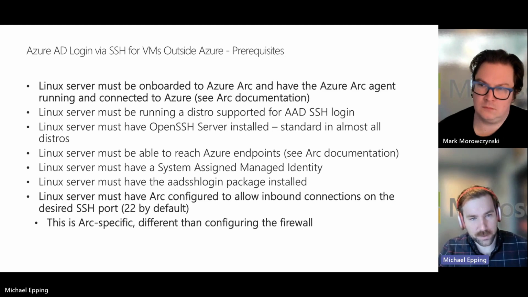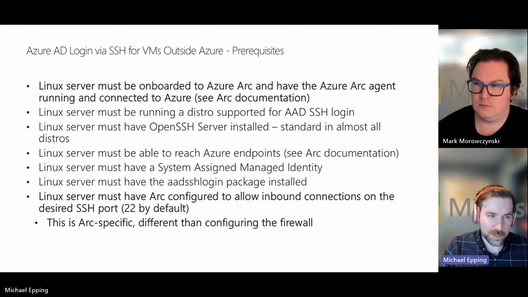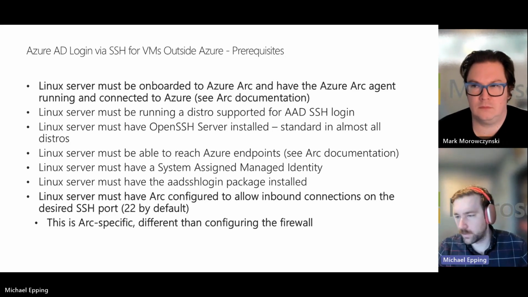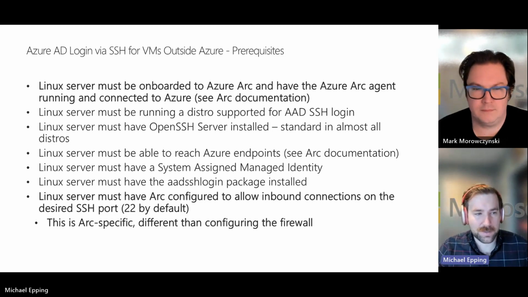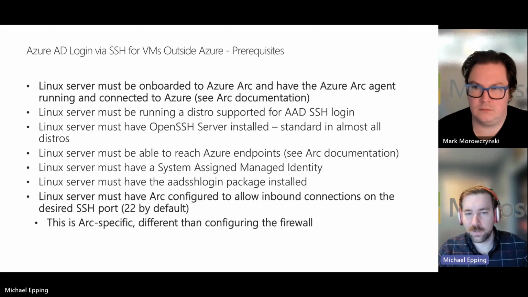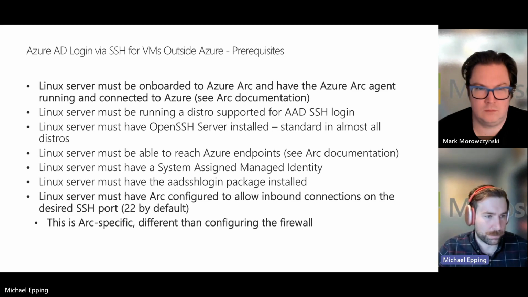Then most of the other requirements are the same. We have to have a supported distro. It has to have OpenSSH. The server has to be able to reach the appropriate Azure endpoints. The system has to have a system assigned managed identity. You have to install our server software. And then one of the other slight differences is that you don't actually need to have direct line of sight to the server, but you do have to have Azure Arc configured to allow the inbound connection. This is different than configuring the firewall of the device itself. You're actually configuring Arc to say which ports you're publishing through the Arc service. And I'll show you what I mean by that.